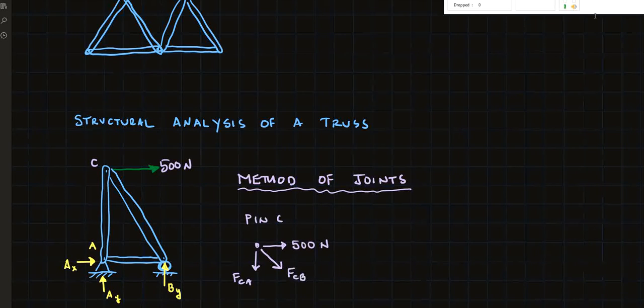Now, the way we're going to do this is we're always going to draw our pins with the forces coming off, which will indicate that we have tension in our members.